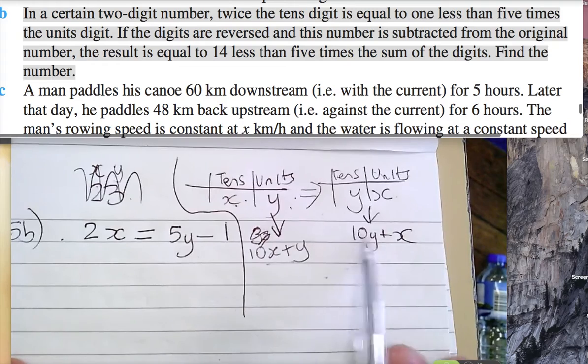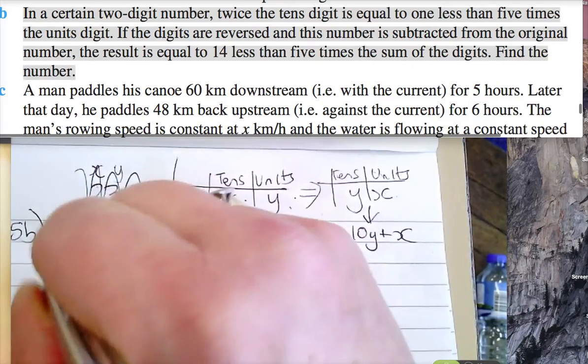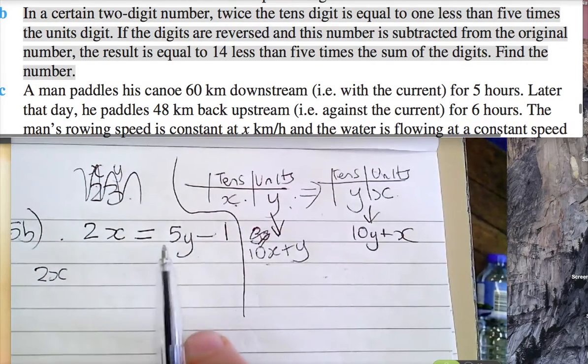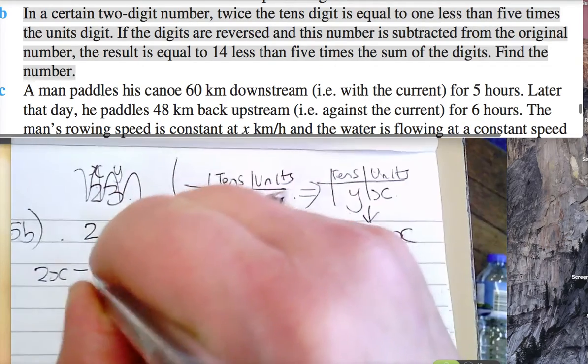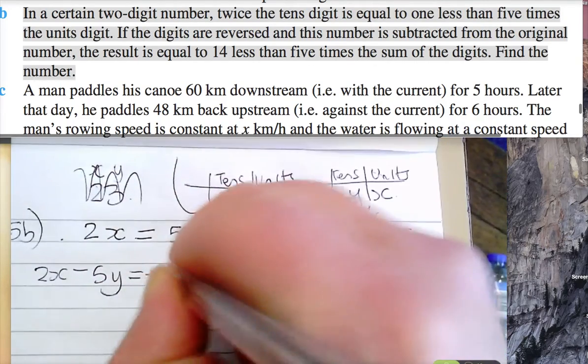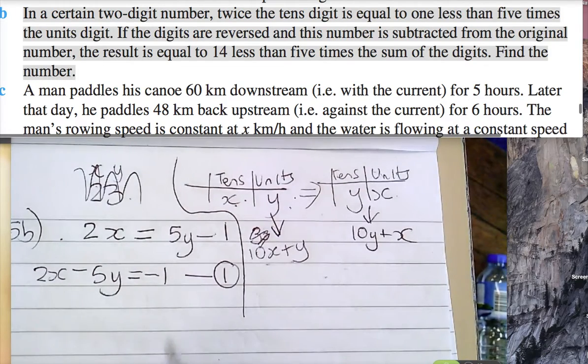And the other one is 10y plus x. That's the value of the number. Now, there's your first equation. My first equation is 2x minus 5y equals negative 1. That's equation 1 from what I've done before.